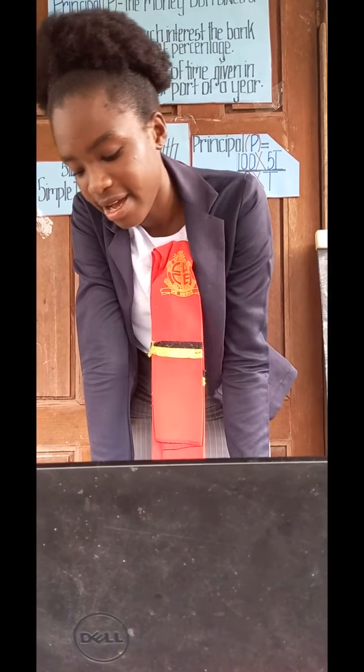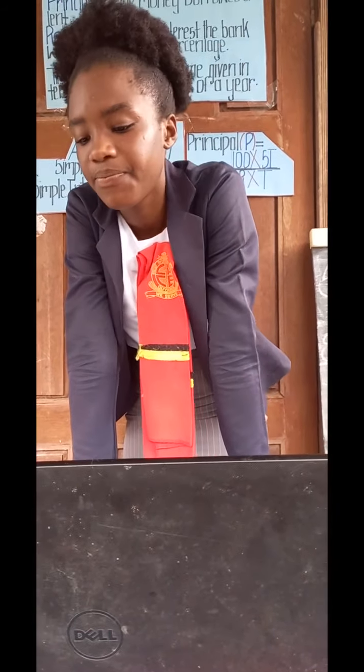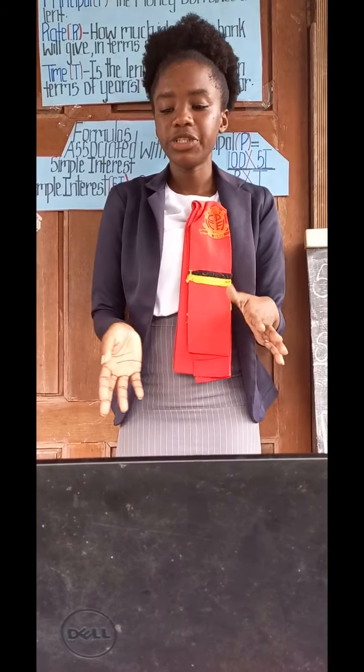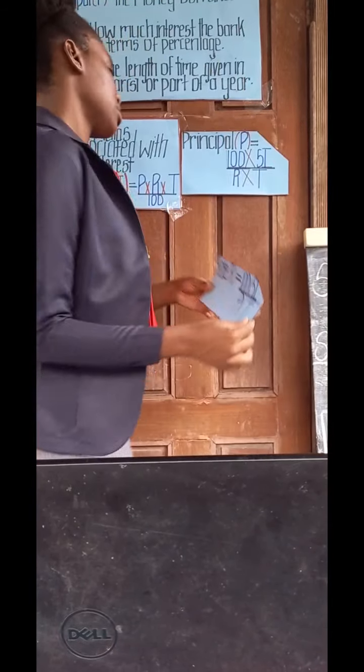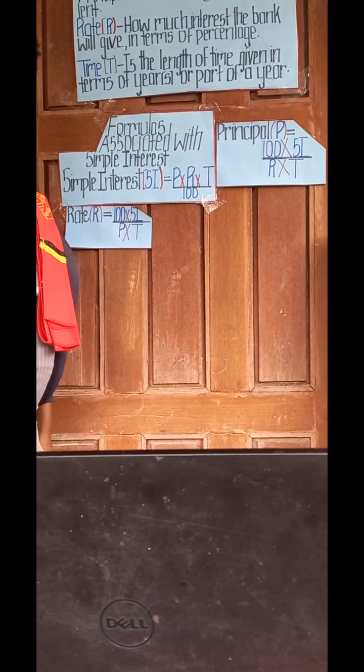Okay, Jasmine. What did you come up with to find rate? 100 multiplied by SI divided by P times T. Did everybody get that? Tim, what do you have? Well, even if you put the SI in front of the 100, it's the same thing. So everybody got what Ashley has. Right? So that's how we find the rate.